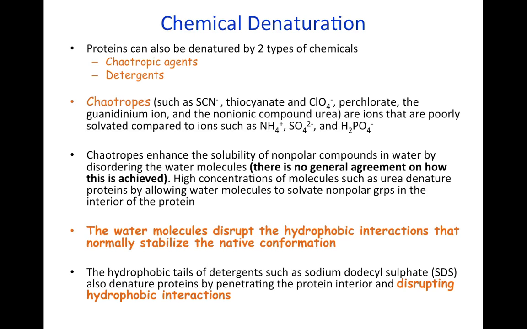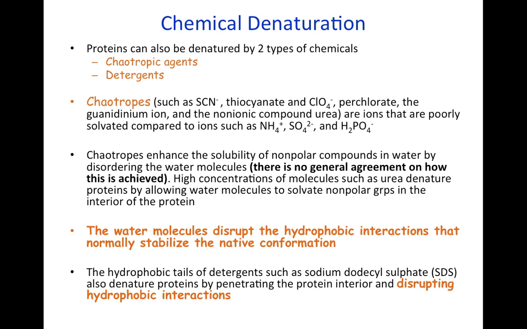Thiocyanate, perchlorate, and I would just like to point out as well, another useful one will be urea, alright? And what do chaotropes do? They enhance the solubility of non-polar compounds in water by disordering the water molecules. High concentrations of molecules such as urea denature proteins by allowing water molecules to solvate non-polar groups in the interior of the protein. And this is the real take-home message that I want you to always remember: the water molecules disrupt the hydrophobic interactions that normally stabilize the native conformation.